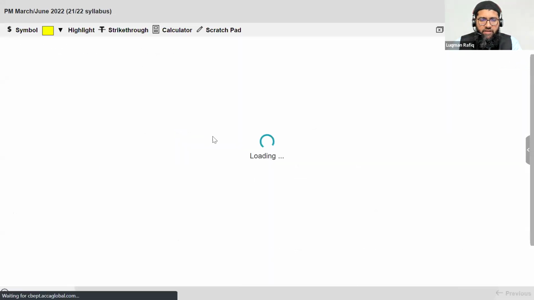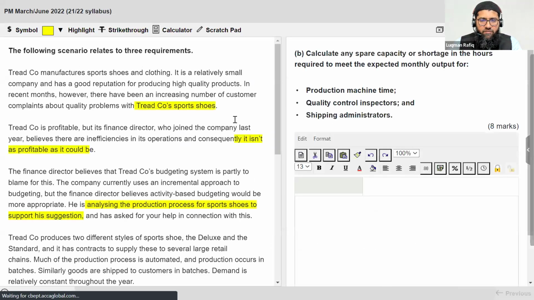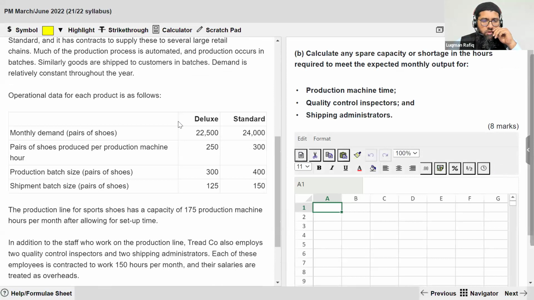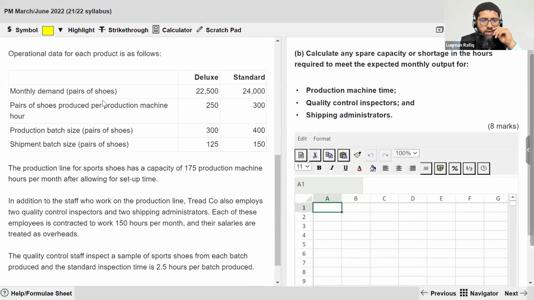Okay. Now next is basically the next requirement: you have to calculate any spare capacity or shortage in the hours required to meet the expected monthly output for production machine time, quality inspectors, and shipping administrators. The monthly demand, pairs of shoes, 22,500 and 24,000. Pairs of shoes produced per production machine is this and this. Production batch size is this and this. Shipment batch size is this and this.